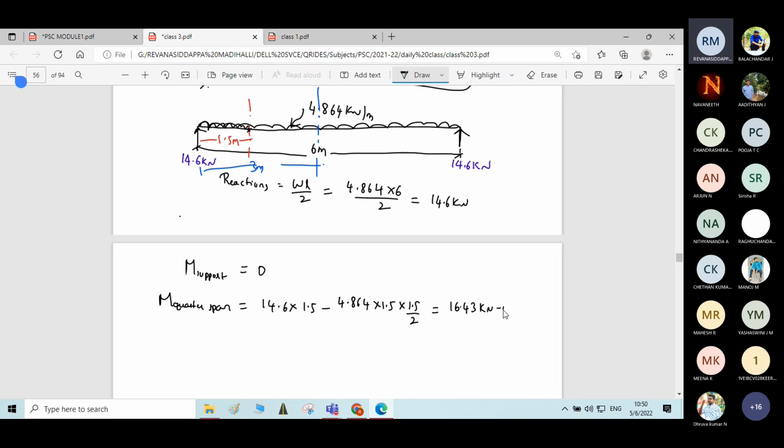So you will get the moment as 16.43 kilonewton meter, or 16.43 into 10 power 6 Newton millimeter. This is the answer.